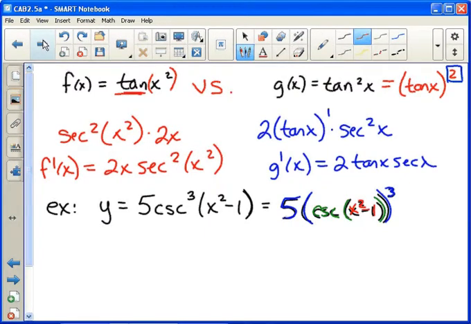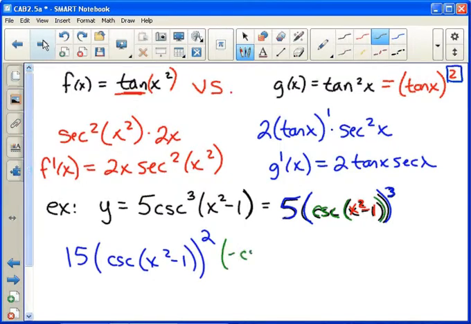We start by taking the derivative of the outside, the 5 with the cubed. So I'm going to stick with my color blue. I multiply by the 3 and subtract 1 from the exponent. That's the derivative of the outermost piece. Then I come to the next piece as I work my way inside, and I come to the cosecant next. The derivative of cosecant is negative cosecant x squared minus 1 cotangent x squared minus 1. Then my last piece is the red piece, the x squared minus 1, and its derivative is simply 2x.